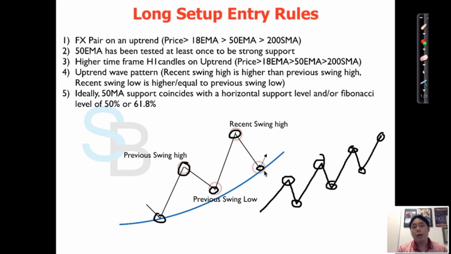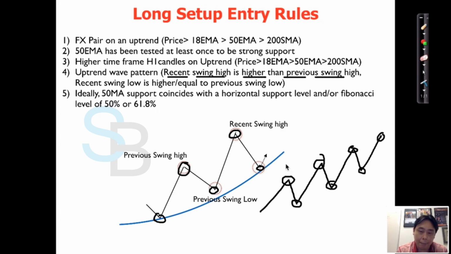Now, for this particular strategy, I'm buying at the recent swing low over here, which is bouncing off the 50 exponential moving average. Now, I want to ensure that we have the recent swing high higher than the previous swing high. So that's the first rule. What do I mean?